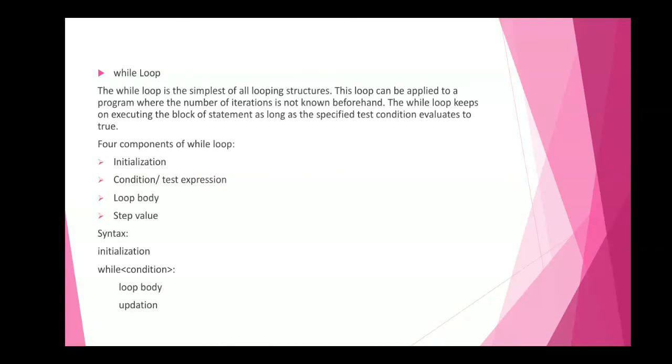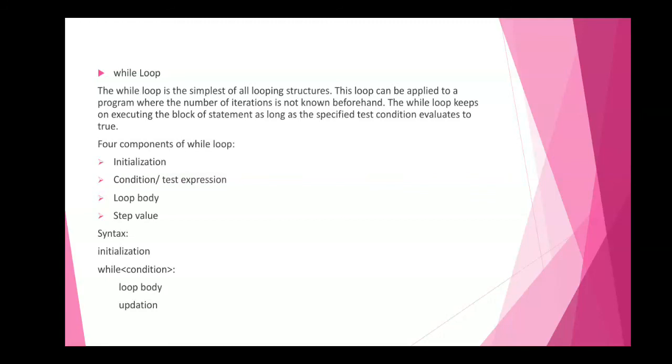Now, while loop. While loop is the simplest of all looping structures. This loop can be applied to a program where the number of iterations is not known beforehand. That means it doesn't know how many times it has to repeat. The while loop keeps on executing the block of statements as long as the specified test condition evaluates to true.